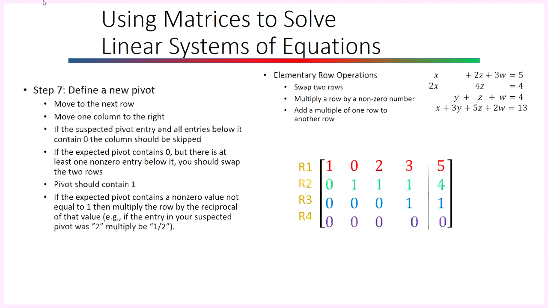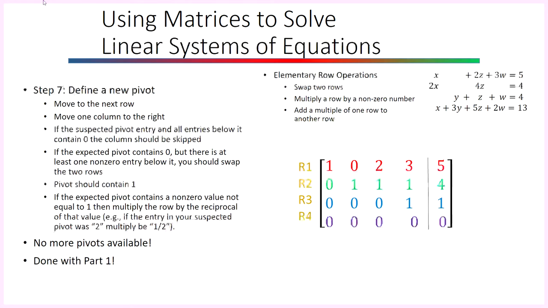Our next step is to again define a new pivot. But now as we go down, we see that there are no more rows that can satisfy our requirements for a pivot. This means that we're done with the first part of solving the system of equations: eliminating all the non-zero values below our pivots.